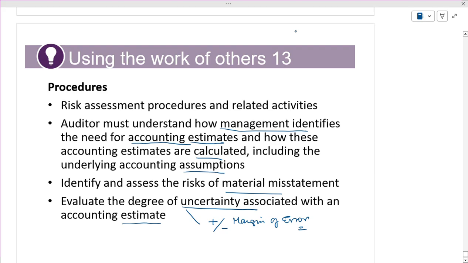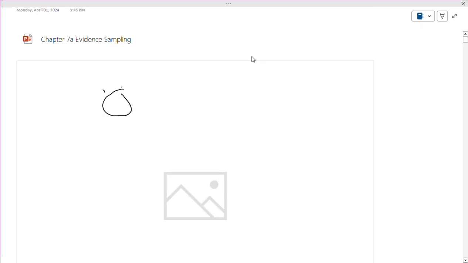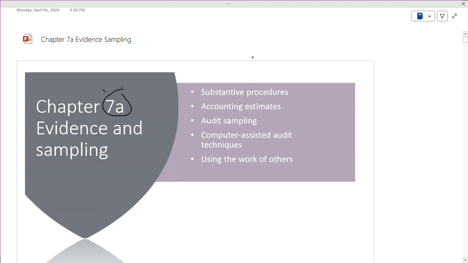This is what we are talking about in terms of these things. Are you clear about this? What we have done is, we are talking in terms of substantive procedures, accounting estimates, and we have done something with respect to audit sampling, computer-aided test data, audit software, and we have done with respect to using the work of others.